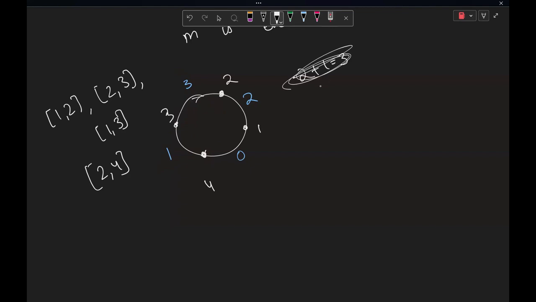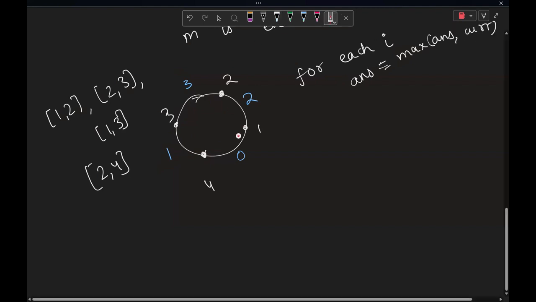So can I say that I will go on for each block, for each i, calculate the answer? Basically, I can just say that answer is equal to max of answer and whatever answer I calculated for the block i. That will be my answer.